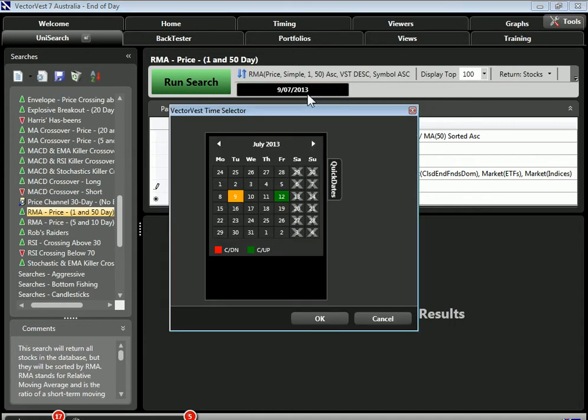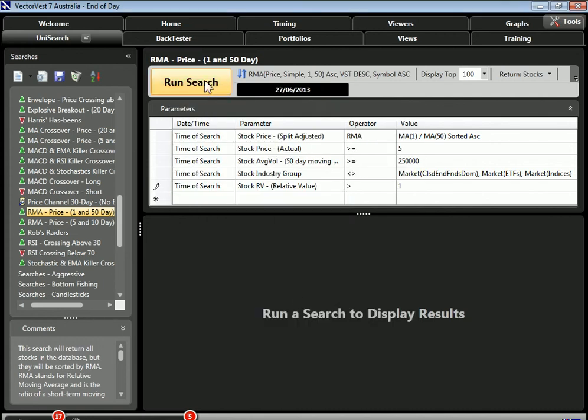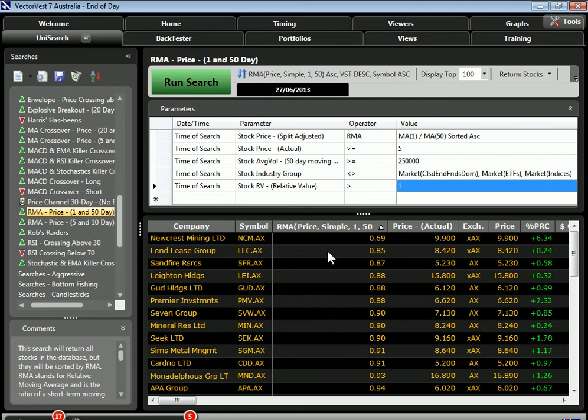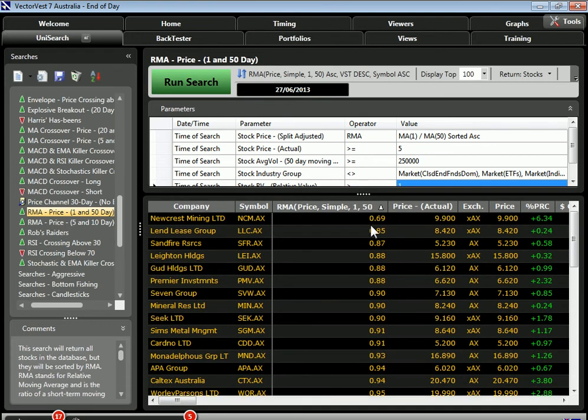So if we go back and run this, remember we got that first green light in the price column of the color guard off that June low on the 27th. So if we go back into June, we run it, here's our list of stocks. Now you can see the interesting thing here is we are again sorted by RMA, and it is going to spit the value out to you.